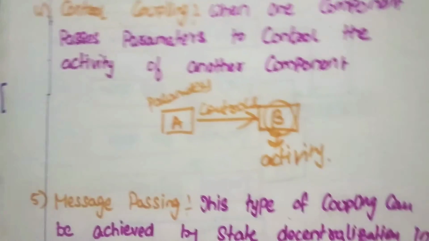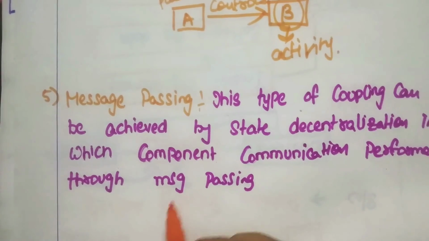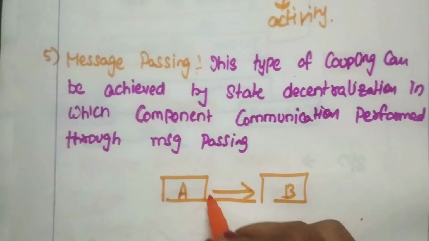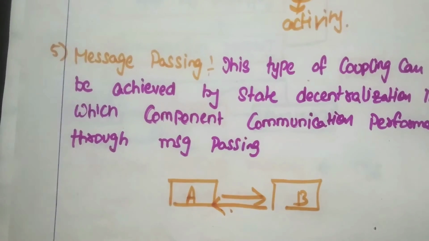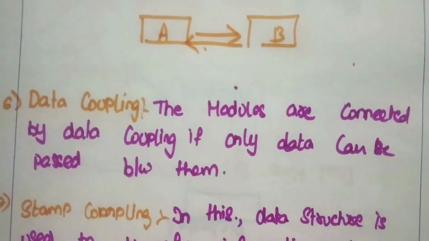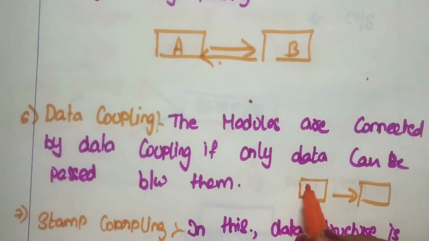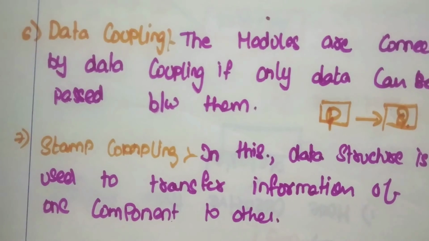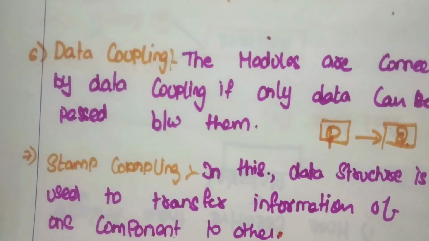The next one is message passing. Message passing is simply passing a message from one component to the other. The next one is data coupling. Modules are connected by data coupling if only data can be passed between them, meaning one data item is passed to the other. The last one is stamp coupling. Stamp coupling means a data structure is used to transfer the information from one component to the other.